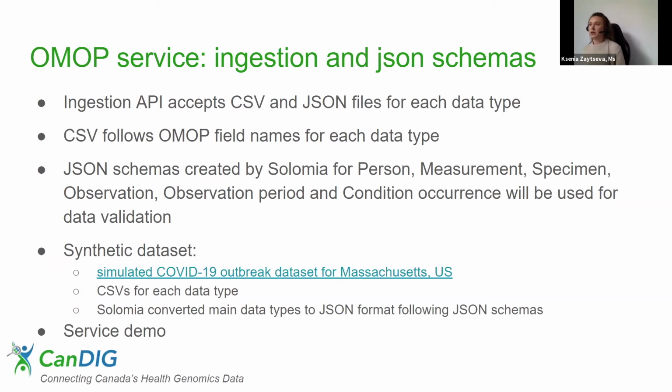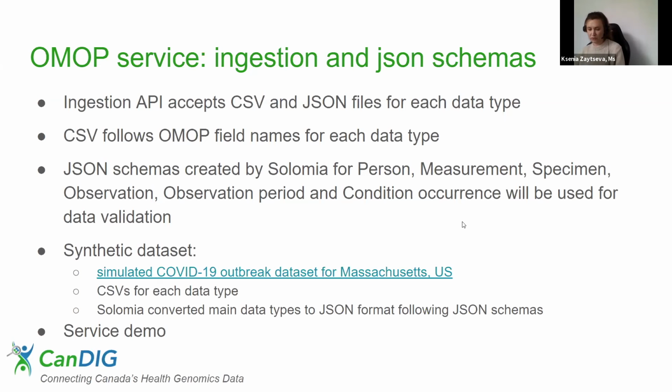And for JSON, my colleague Salomia was working on creation of JSON schemas that we will also use for data validation in future. For the synthetic data set, we used a simulated COVID-19 outbreak dataset for Massachusetts. The dataset is a set of CSV files for each OMOP data type. And to test our JSON ingestion, Salomia converted main data types CSVs to JSON format following JSON schemas.